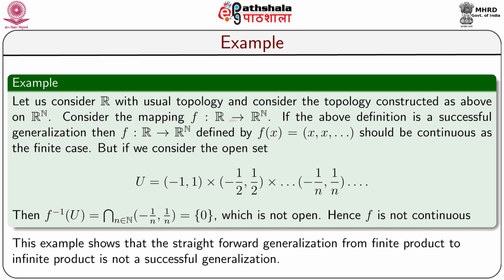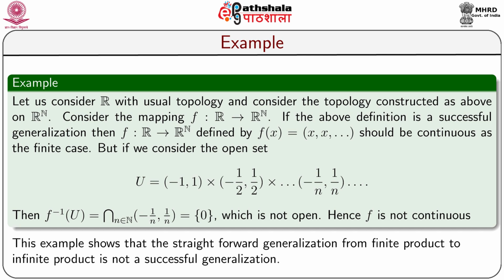Now consider the mapping f from R to R^n as f(x) = (x, x, x, ...) like this. That means each component mapping is the identity map, which is obviously continuous. If the above definition is a successful generalization of product topology, then the mapping f from R to R^n should be continuous as in the finite case.